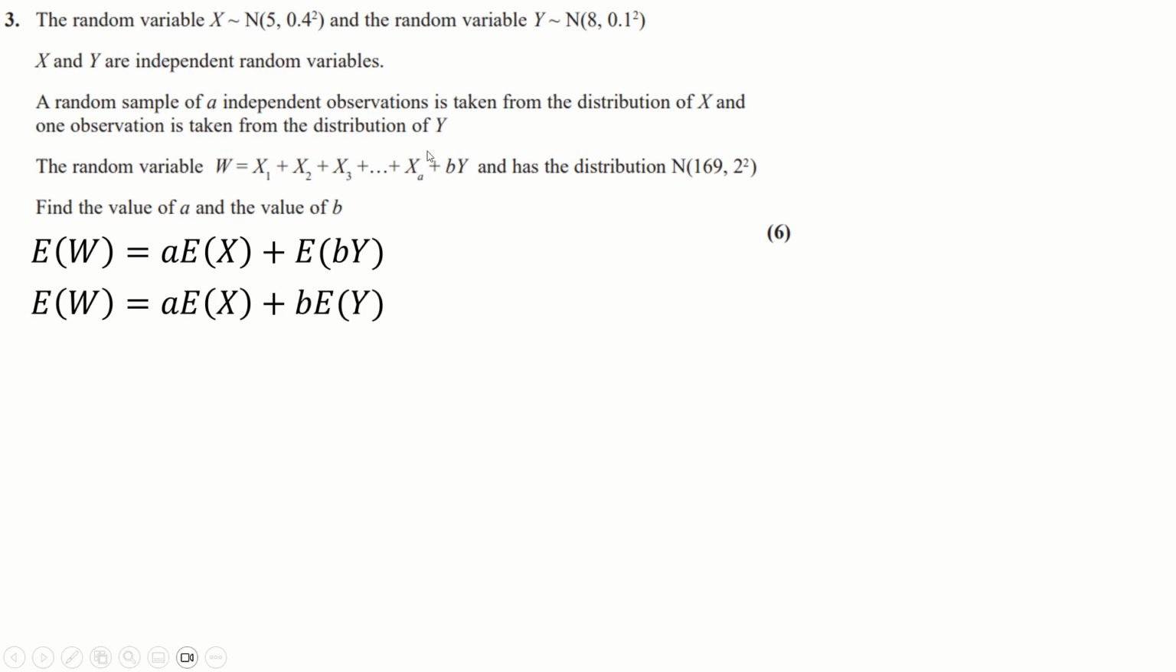And of course, we know the expected value of X is 5, because it's just the same as the mean. And the expected value of Y is 8. And so we end up with this here. And the expected value of W is this. So that's great. We have this here.